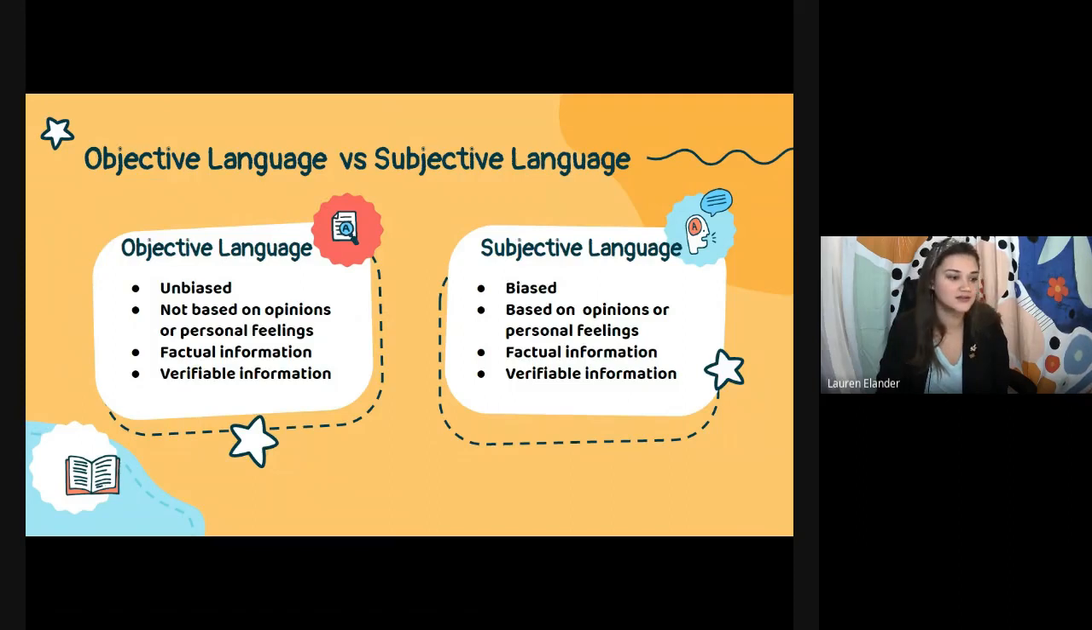It's an opinion. So when we think of subjective, it's all the opposites of this. It's anti-factual, non-verifiable information.